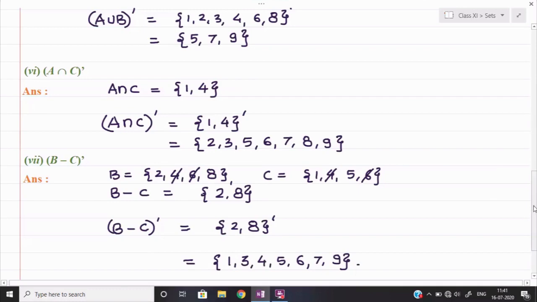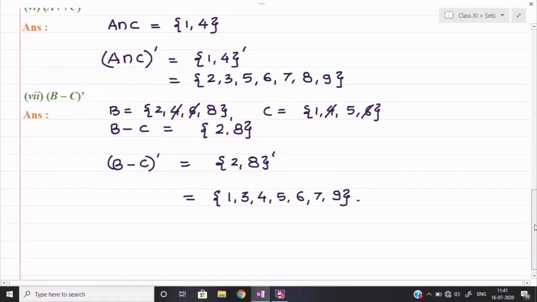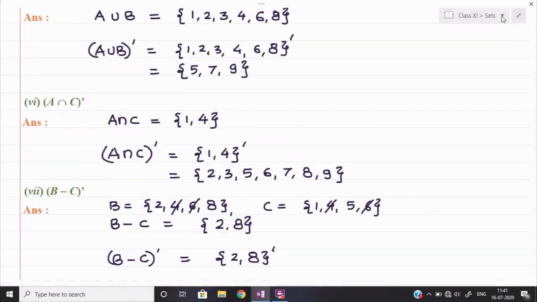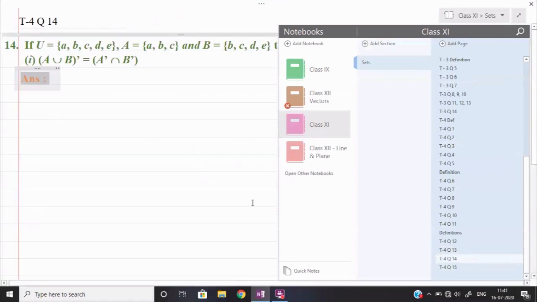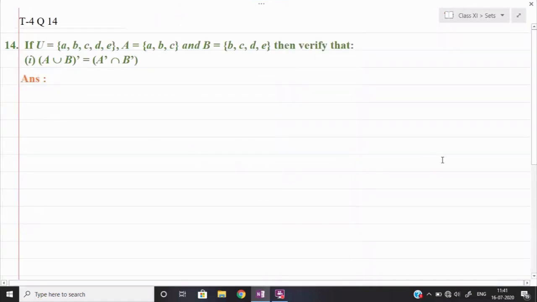Okay, so now I think all the parts are over. Now let us see in the similar way next question. Next question is given as question number 14. So see in the question number 14 what we have given.